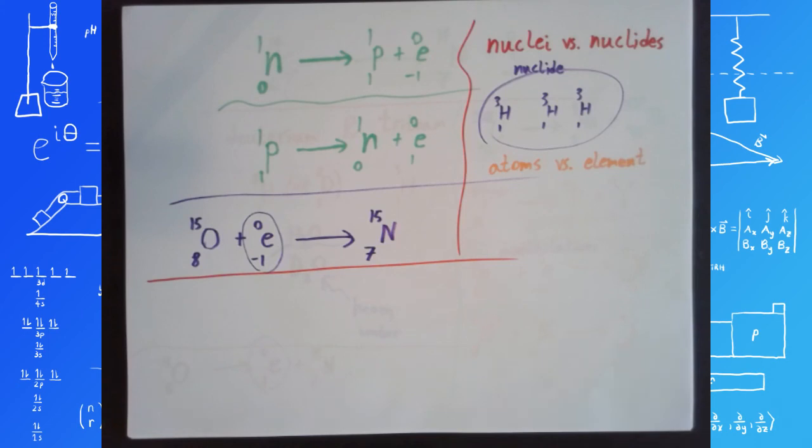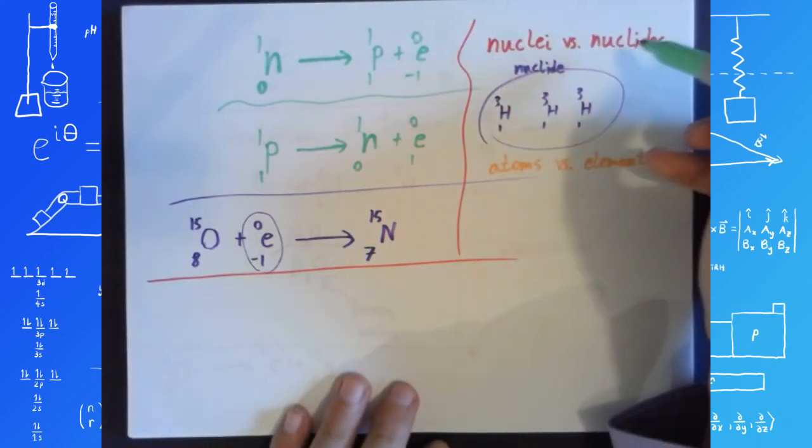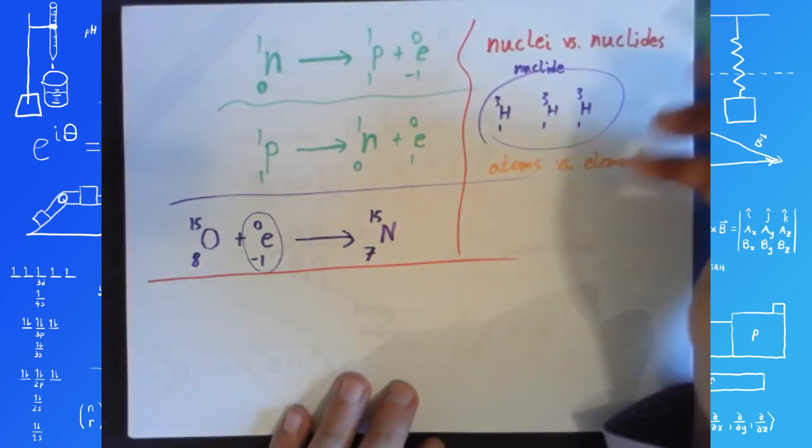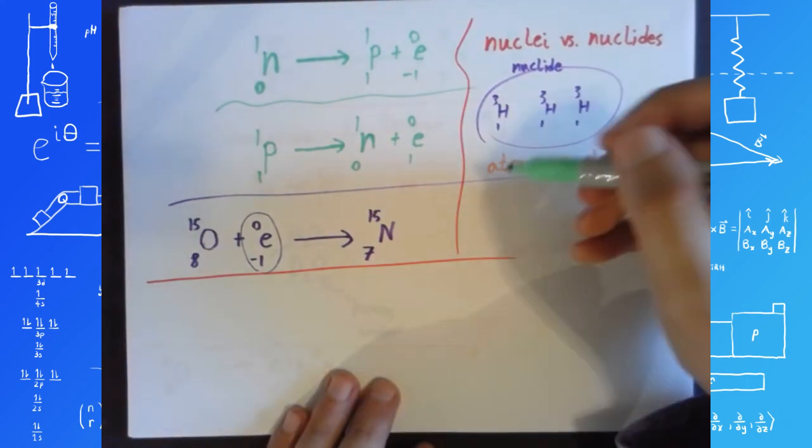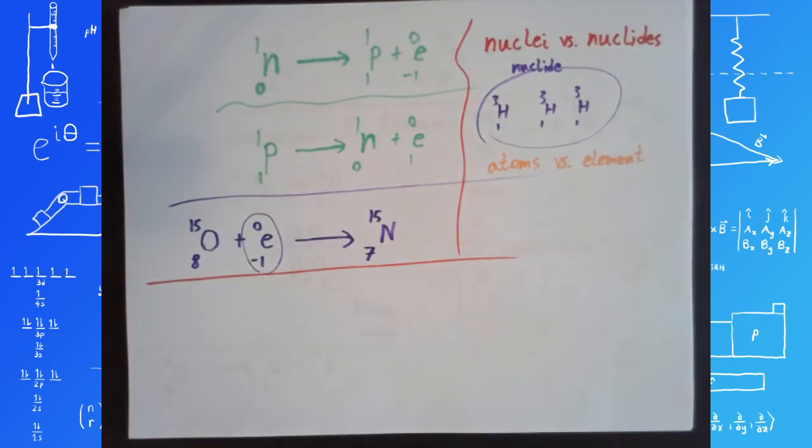I'll pretty much be using nucleus and nuclide interchangeably, but there you go for the people who really wanted to know. Where do I want to go from here? Let me check my notes.